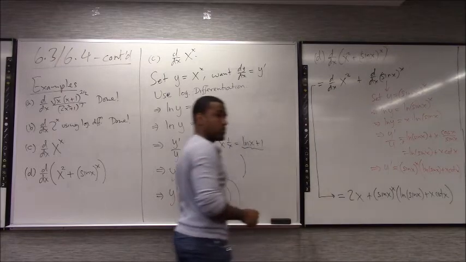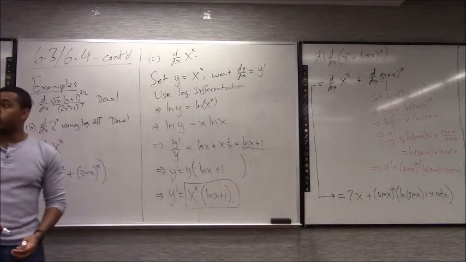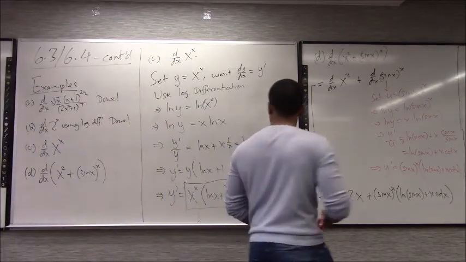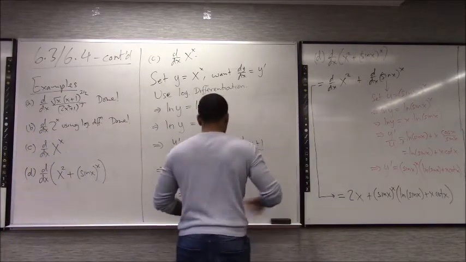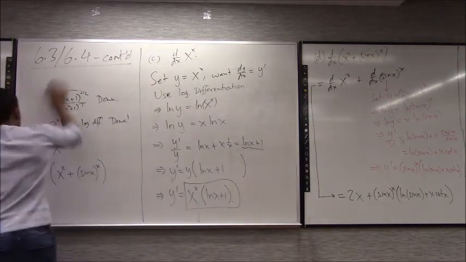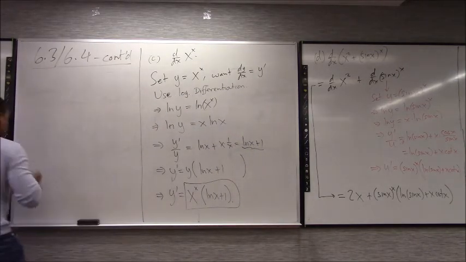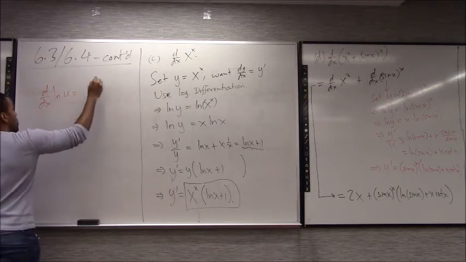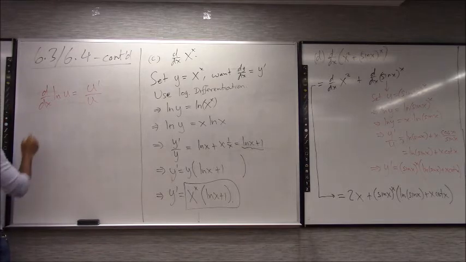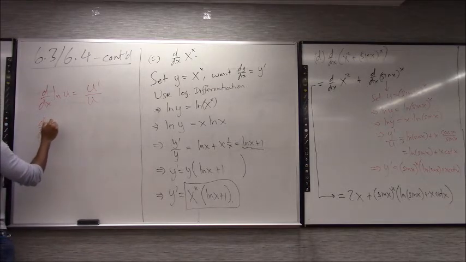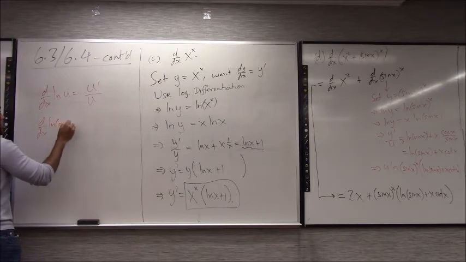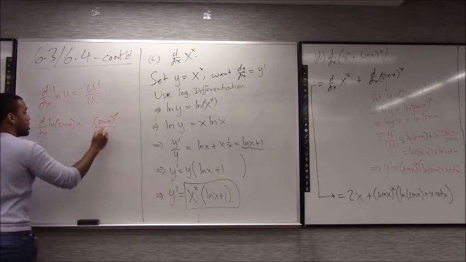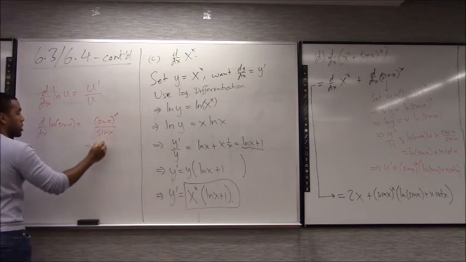Yes? Can you go over where you got cosine over sine x? I'm using the rule that the derivative of ln of anything is the derivative of the thing over the thing itself. So if I want to differentiate ln of sine x, this is going to be the derivative of sine x over sine x. Derivative of sine is cosine.